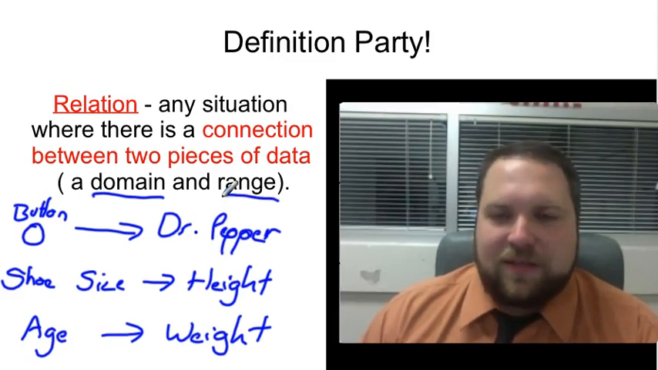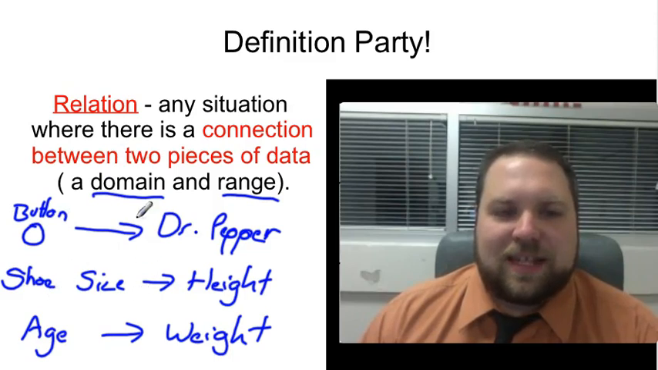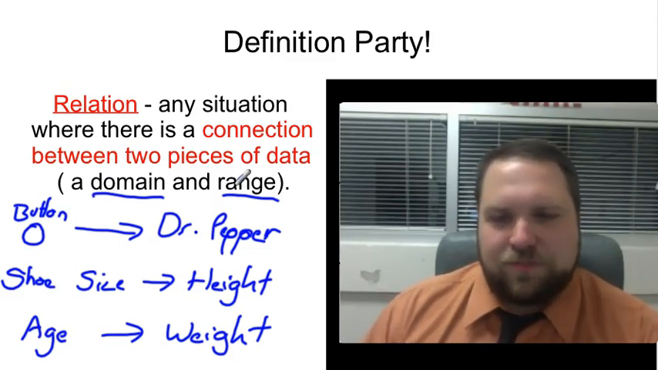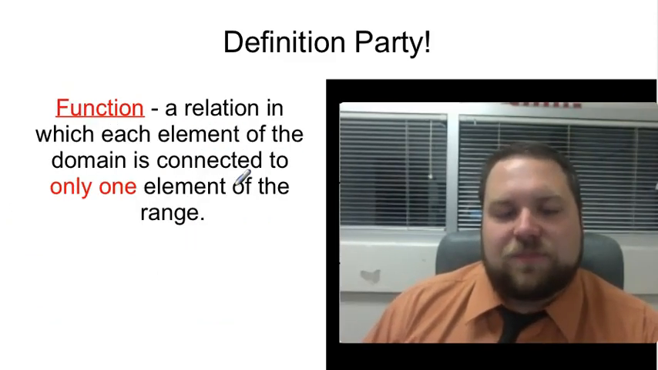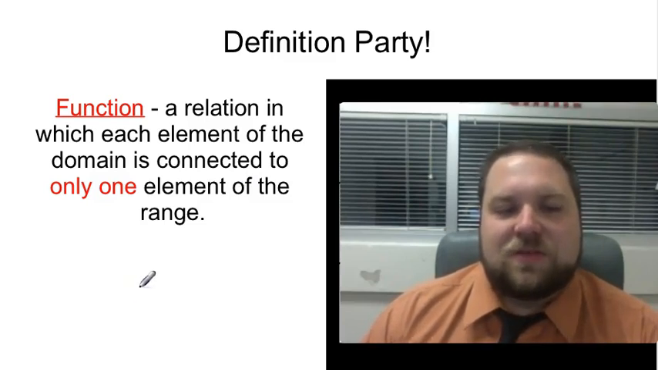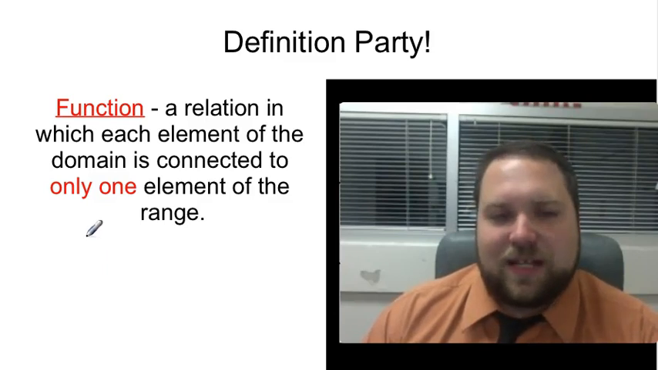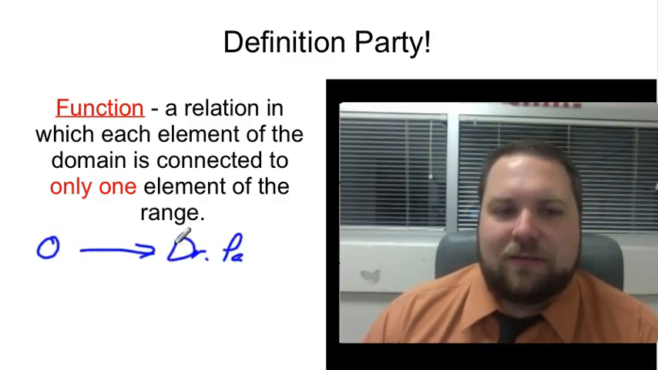We're familiar with domain and range. We've seen those in representations. So representations are always of relations, where we're talking about the connection between the domain and the range. Functions, however, are a specific type of relation. So a function is a relation in which each element of the domain is connected to only one element of the range. So for instance, if I had a function, every button that I pressed on that vending machine would lead to only one outcome.